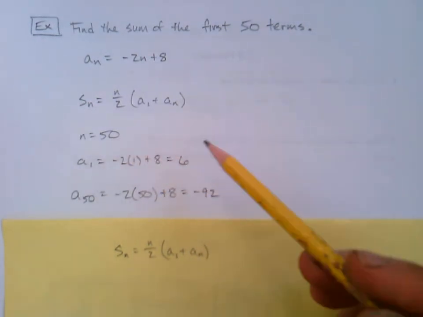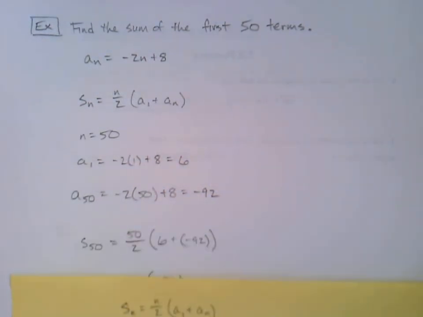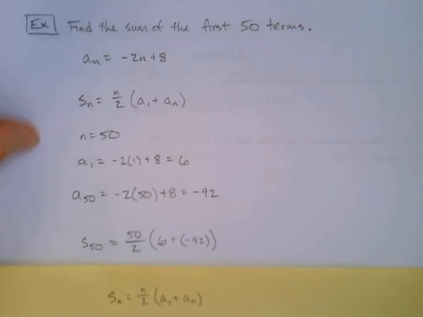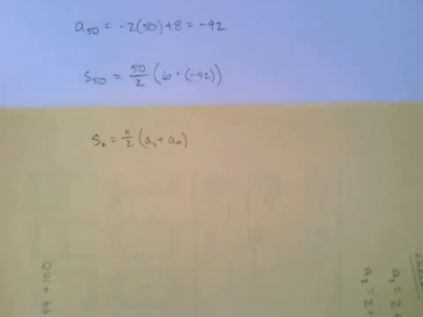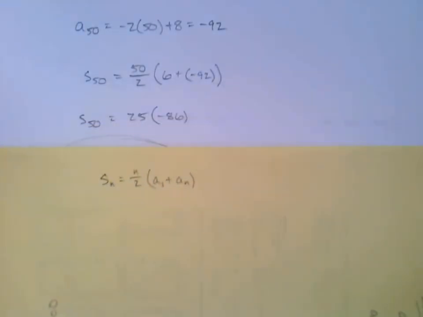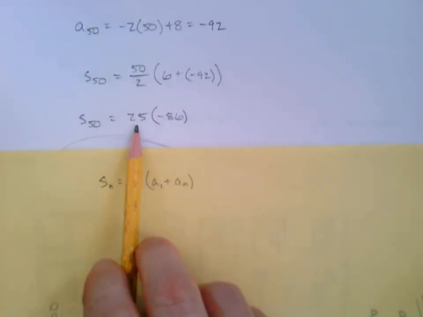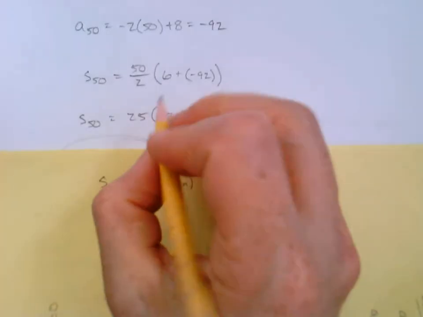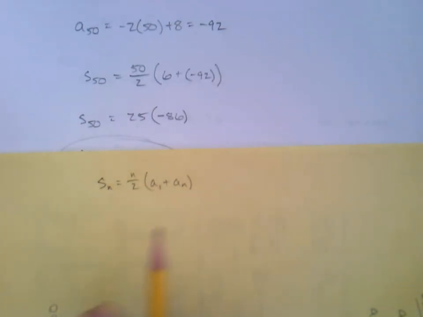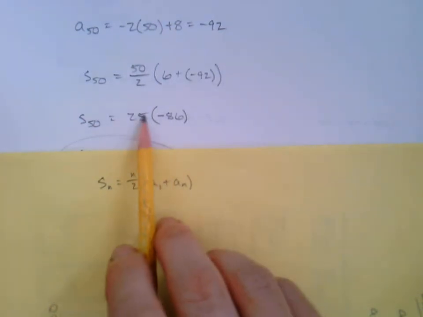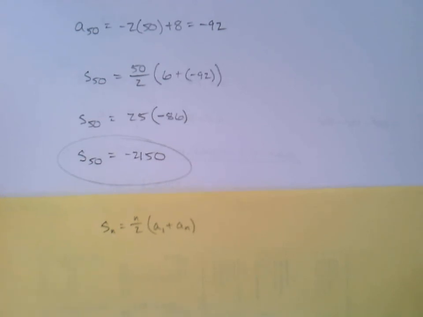So we know how many terms there are. We know the first term. We know the 50th term. Put all that in. 50 over 2, 6 plus negative 92. So simplifying a little bit first, that's 25 times negative 86. There would be 25 pairs of negative 86, if we were to match them up end to end. Well, what is that product there? Negative 2,150, the sum of the first 50 terms. Very easy when you think of it that way.